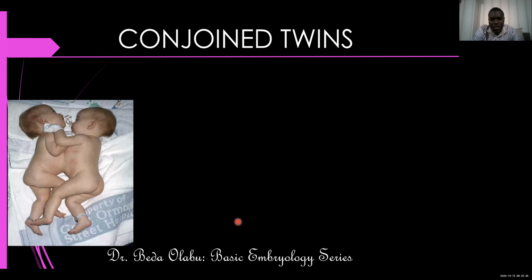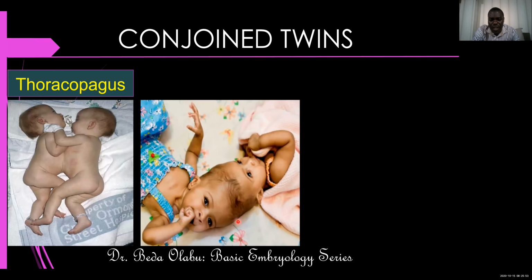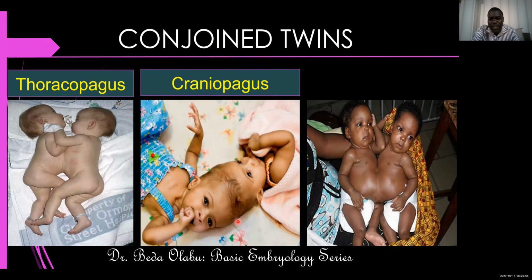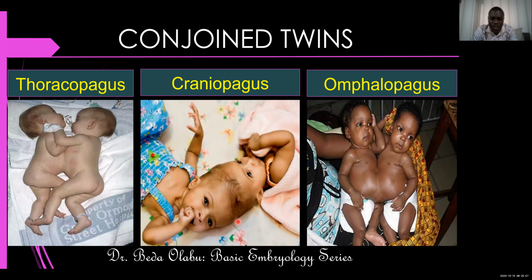We talked about conjoined twins, of course. This is based on twinning. We said that if they are joined in the thorax, we call them thoracopagus. Those are craniopagus. These are omphalopagus. The mechanism here would be incomplete separation. That's the mechanism behind conjoined twins. They are incompletely separated.